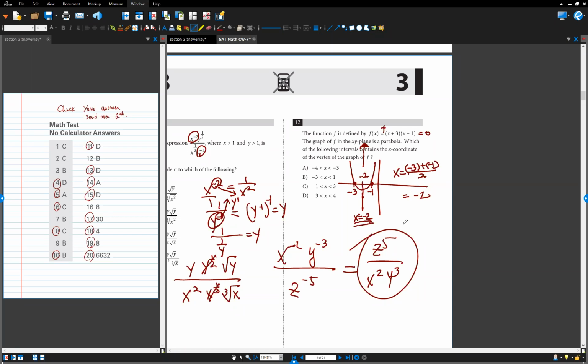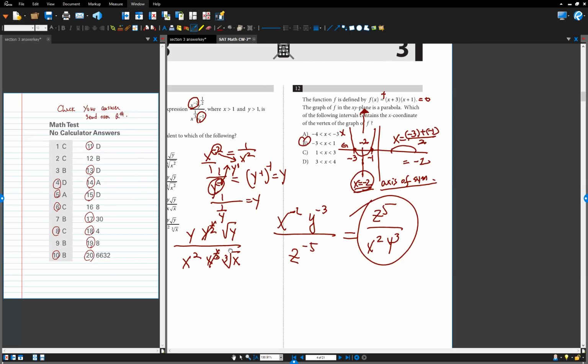The vertex of this one is x equals -2. So that's why x equals -2 is the axis of symmetry. Which interval contains this x equals -2? This one? No. -3, this side, no. -3 and 1, yeah, that contains this one. 1 and 3, nothing. 3 and 4, nothing. So choice B is the answer. Any questions? Yeah, number 13.